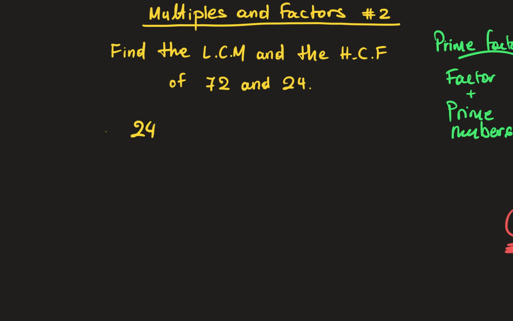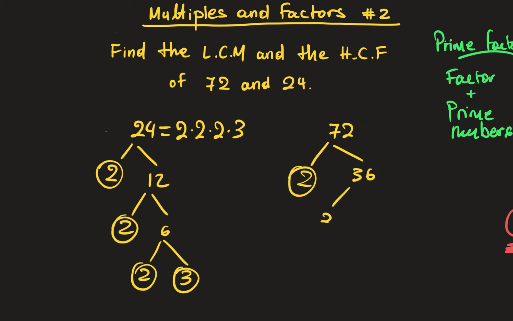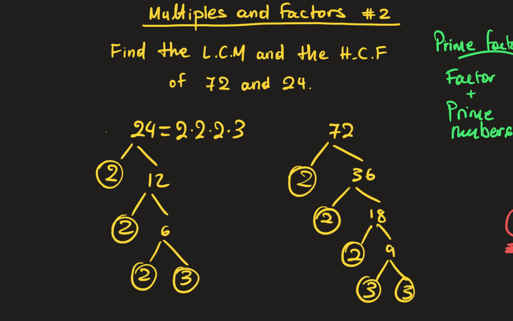Okay, so this is the process we want to apply here for the numbers 72 and 24. So let's start with 24. That's going to be 2 times 12. That's a prime factor. That's a 2 times 6. That's a prime factor, and that's a 2 prime, 3 prime. So that's going to be 2 times 2 times 2 times 3. And the same for 72. That's going to be 2 times 36. That's a prime. That's a 2 times 18. That's a prime. That's a 2 times 9. That's a prime. And that's a 3 times 3. And they're both prime. So we ended up with 2 times 2 times 2 times 3 times 3.